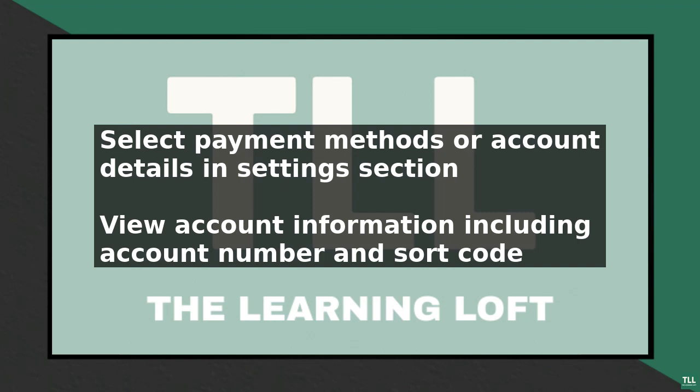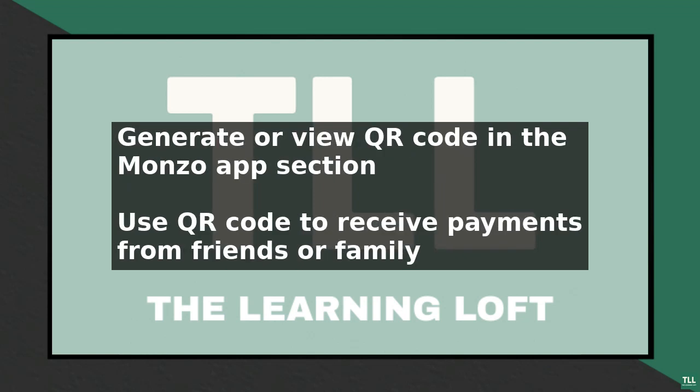The Monzo app will then generate a unique QR code linked to your account, which you can use to receive payments from friends or family, or to pay for goods and services at participating merchants. You can also add a payment request to your QR code, specifying the amount you want to receive and a brief description of the payment.